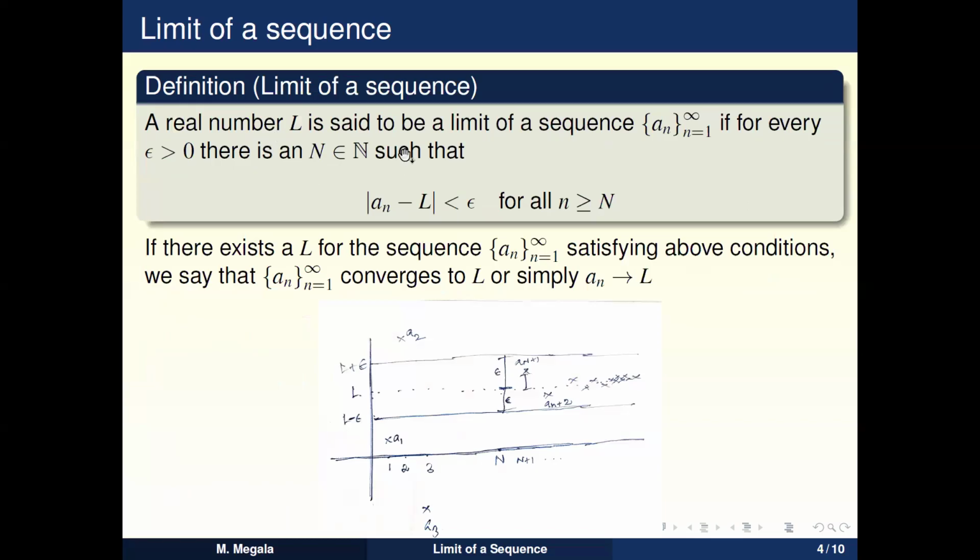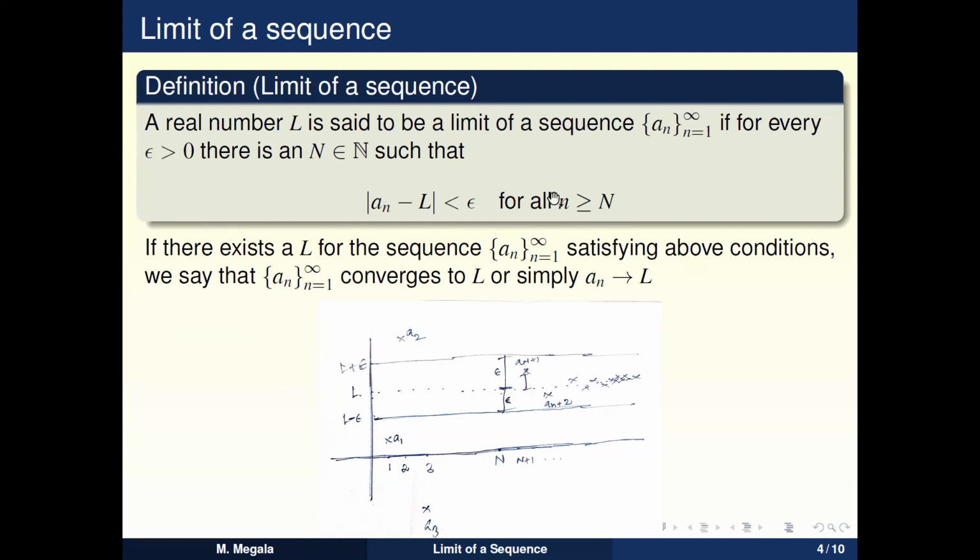Now we'll see what is the limit of a sequence. A real number L is said to be the limit of a sequence a_n if for every epsilon there is an N in the natural numbers such that for all n greater than or equal to N, the distance between a_n and L is less than epsilon. If this condition is satisfied for every epsilon, then we call L a limit of the sequence a_n.